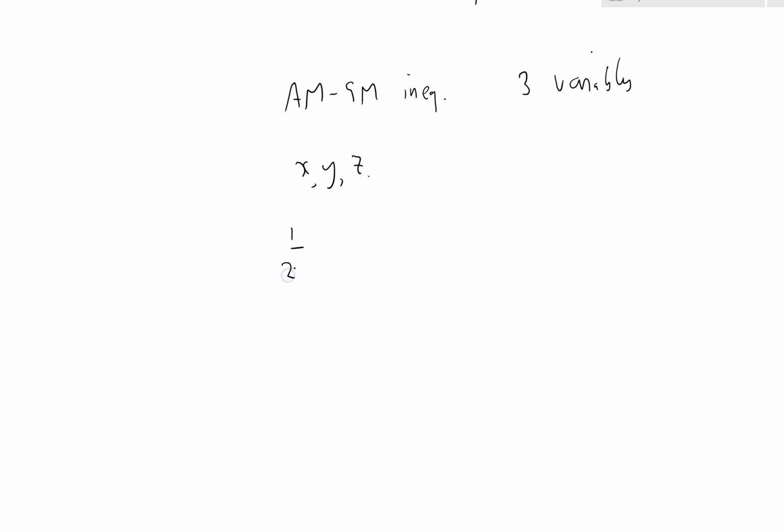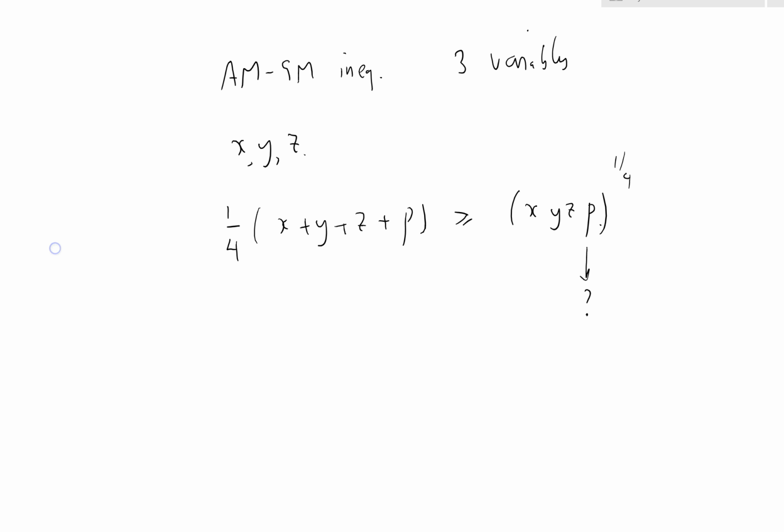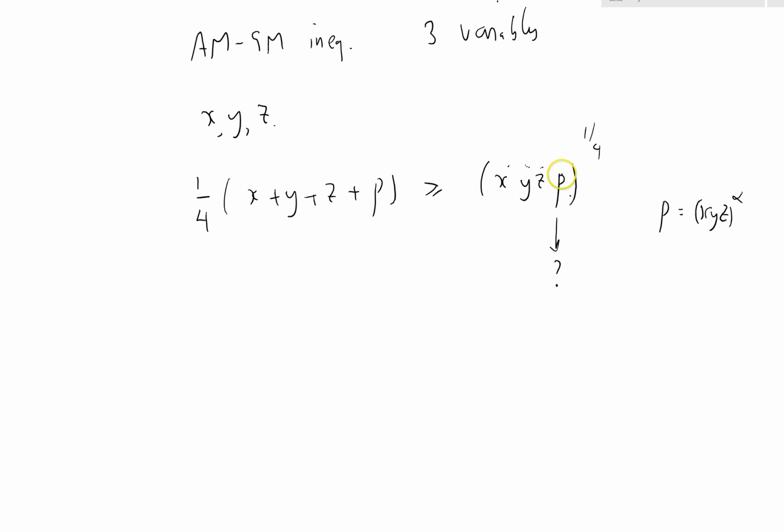Well, what do we know? We know, not a half, I'm sorry, a quarter of x plus y plus z plus anything we like, p, is greater than or equal to the fourth root of x, y, z, p. And now I'm going to ask myself, what do I have to put in there to see if I can get something sensible out of it? Well, it would need to be x, y, z to the power something, because then it would multiply by these guys. So p equals x, y, z to the power something, call it alpha. And that would make sense for this right-hand side here.